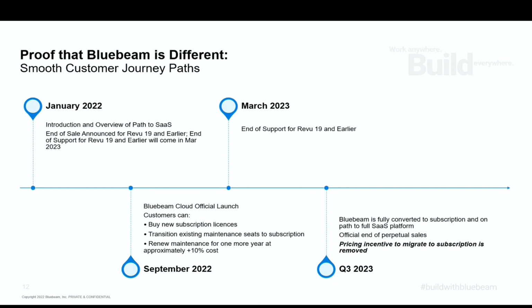People can now buy new subscription licenses, transition existing maintenance seats to subscription when you're ready, or continue renewing the maintenance at this stage until next year, at approximately a 10% increase. By Q3 next year, the idea is everyone will be completely migrated to the subscription model. The official end of perpetual sales will come, and they'll be on the path to the full SaaS platform.